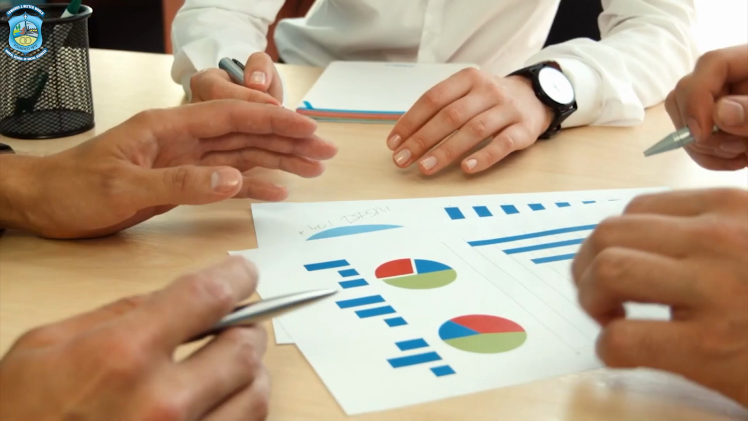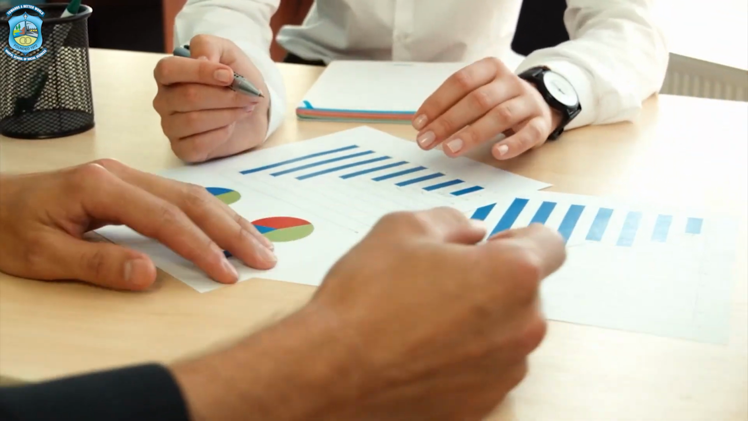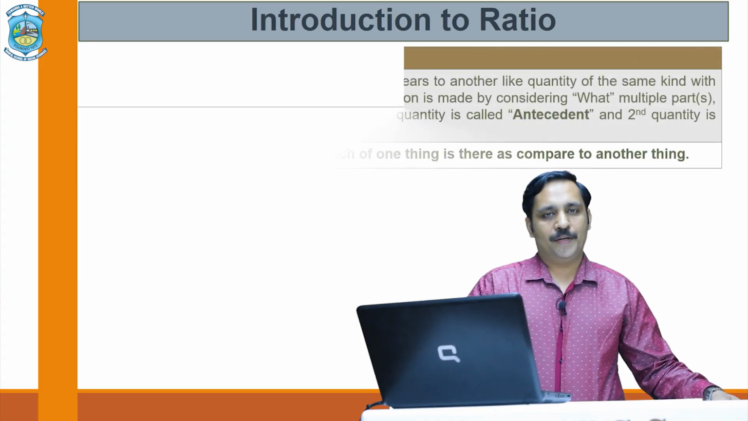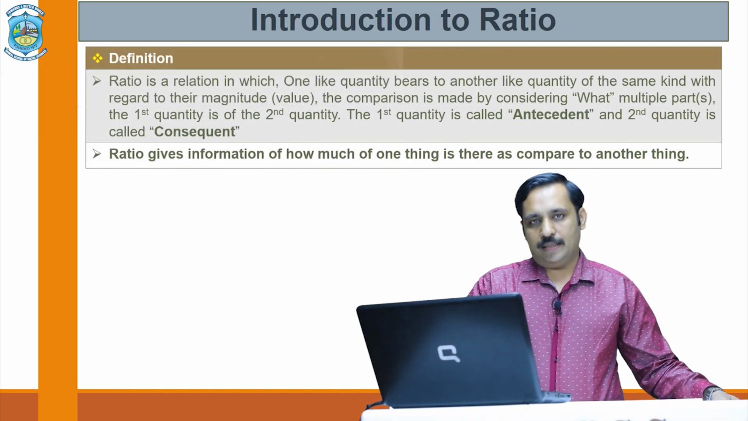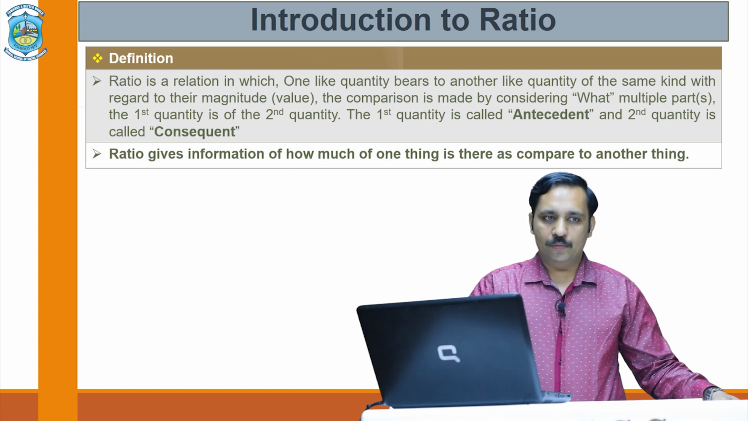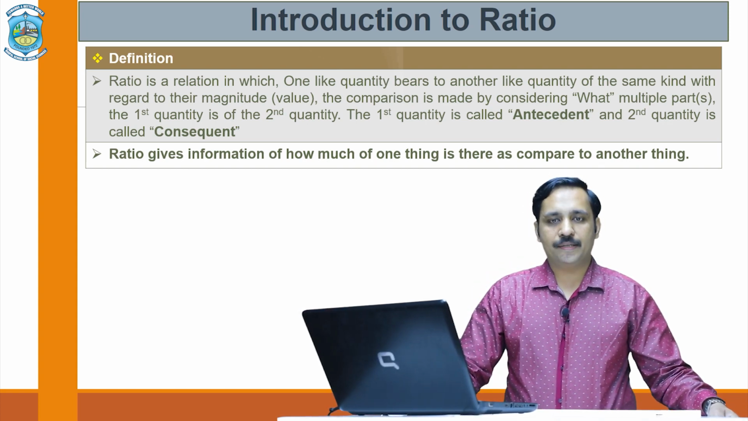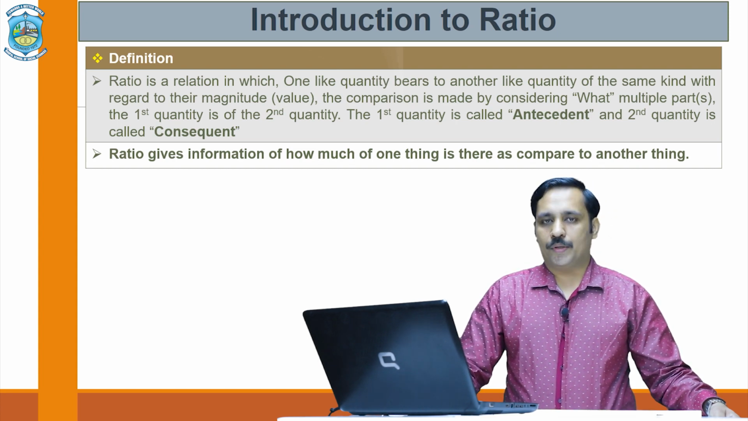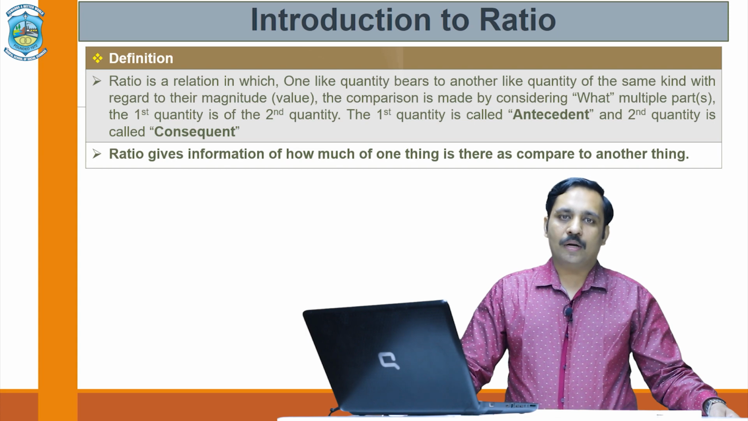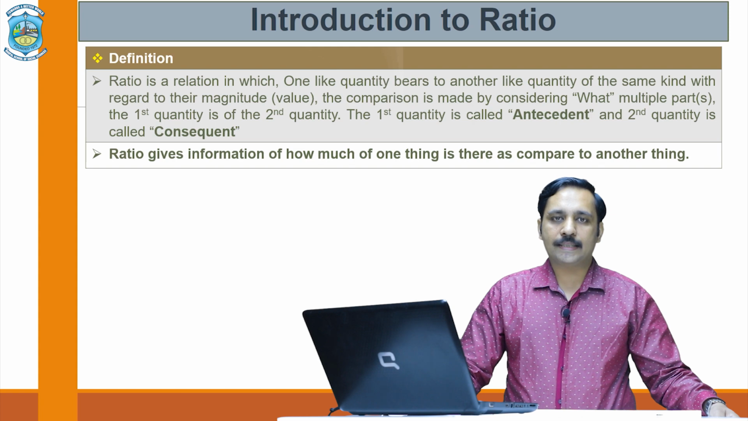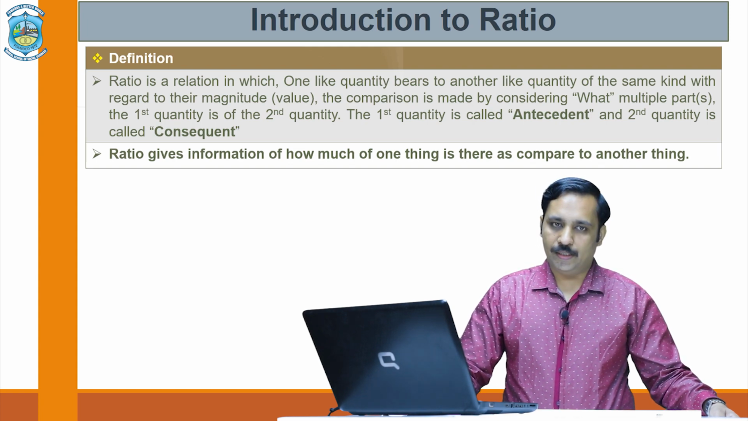In certain real life situations, division by using comparison is a good method that makes better sense. Let us look at the definition of ratio. Ratio is a relation in which one like quantity bears to another quantity of the same kind with regard to their magnitude or value. The comparison is made by considering what multiple part or parts one quantity is to the other quantity. Here, the first quantity is called antecedent and the second quantity is called consequent. It is also known as first term and second term respectively.